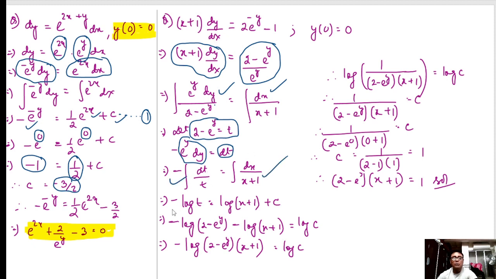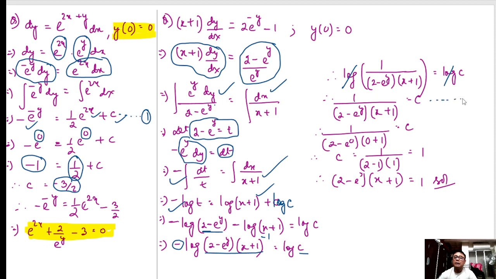So this is minus log t, log x plus 1. Okay, so we will take it as log c. Now putting the value of t, taking a minus common, this becomes log a plus log b, which is log a into b. Now this minus will go up as the power here, so it is 1 by this, and then cutting the log.